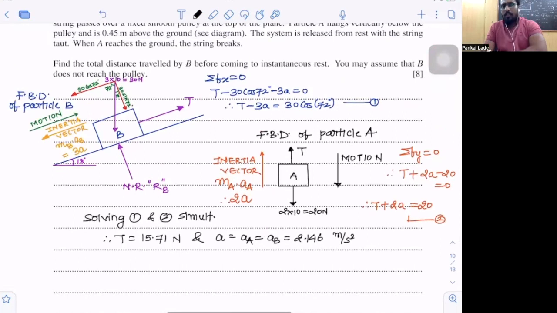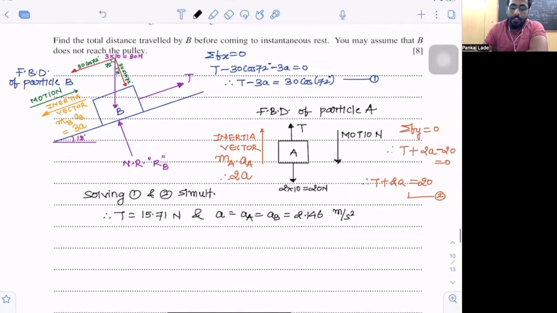Do you recall that? The particle B was traveling up the plane. It will cover the exact same distance as the distance that has been covered by particle A while going down, 0.45 meters. So I know for how much distance it is traveling, isn't it? So I can get the velocity of particle B just before the braking is going to happen.